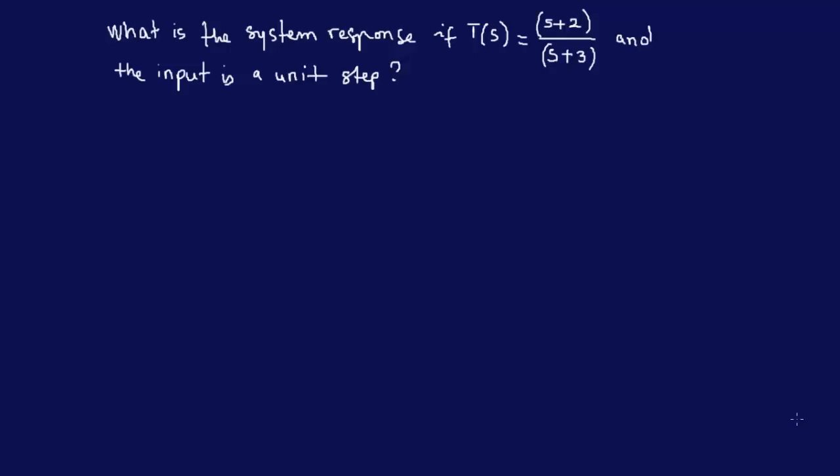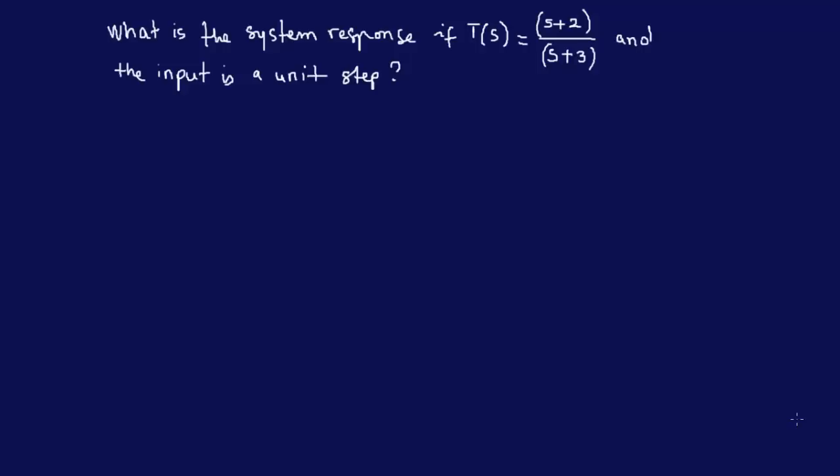What is the system response if T(s) is equal to (s plus 2) over (s plus 3) and the input is a unit step? Now this is a time response, of course. So we can solve this problem by drawing the pole zero diagram, as opposed to a frequency response, for instance, where we would have to deal with the gain and the number of decades or octaves. But this is a time response, and the input is a unit step.